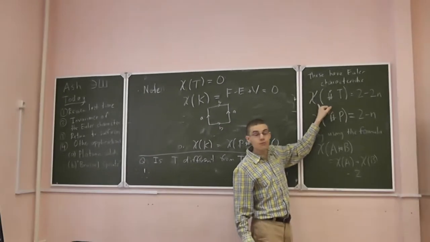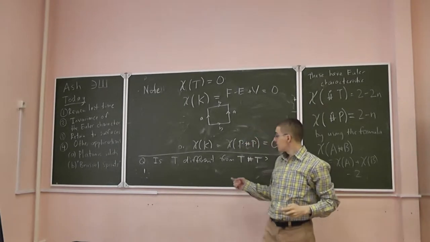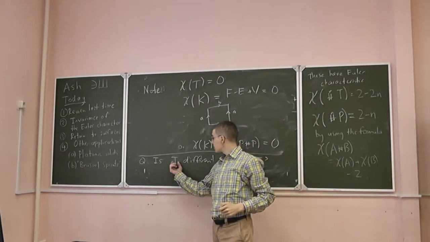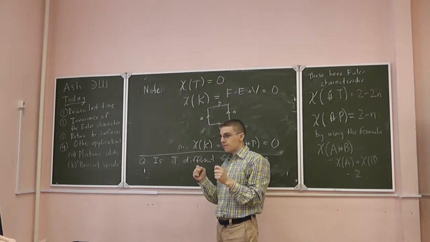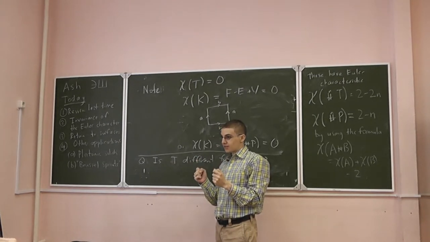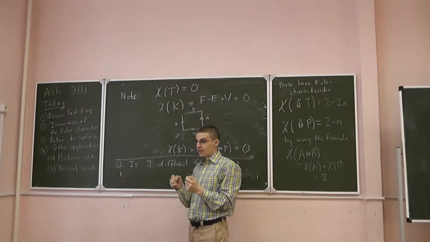So if we could show that the Euler characteristic depends only on the surface, as if I have two surfaces that are the same, then they have to have the same Euler characteristic. That would be my way to tell that these two things are different.